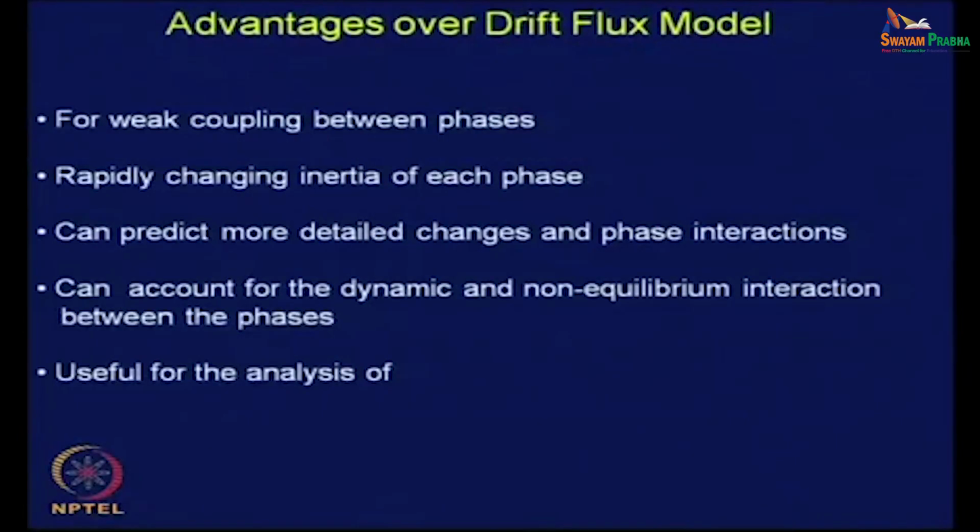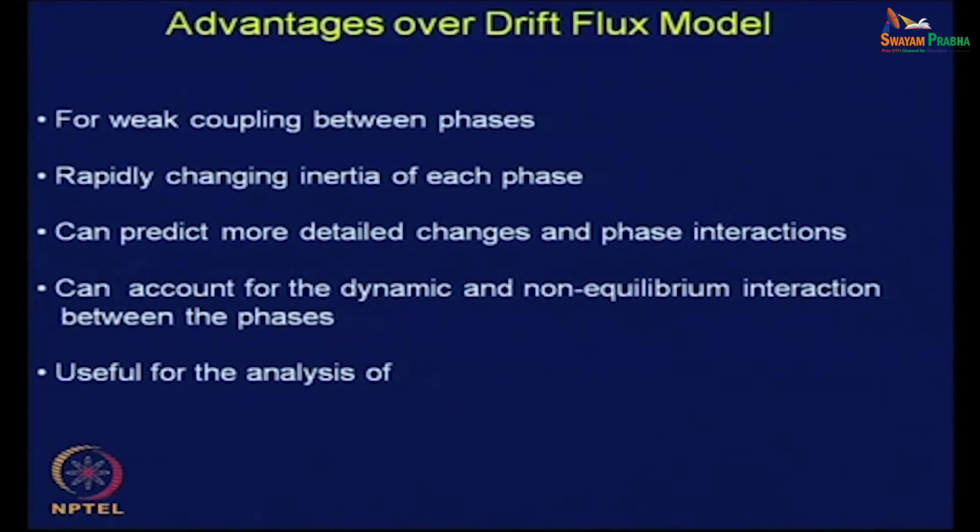Okay. Now, when should we use it and when should we prefer the drift flux model? So, the advantages which we have over the drift flux model. The first thing is, it is more useful when the two phases are weakly coupled and the inertia of each phase changes rapidly. This is the first thing. For weak coupling between the phases, when the inertia of each phase changes rapidly, under this condition finding tau I and S I is not very difficult, and definitely under this particular condition, it is easier to use the two fluid model as compared to the drift flux model.